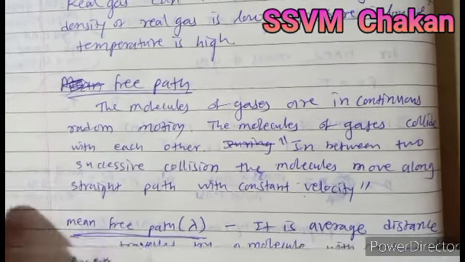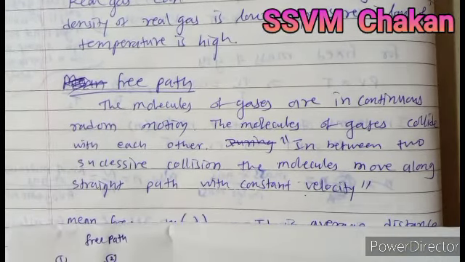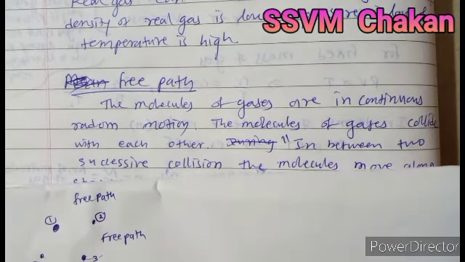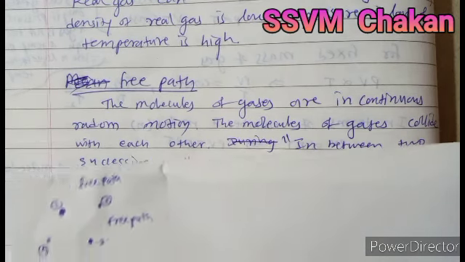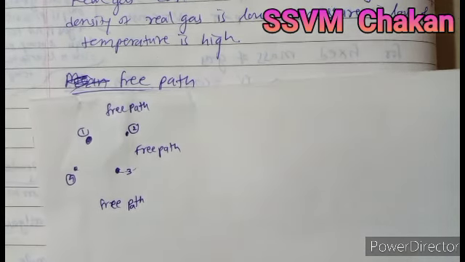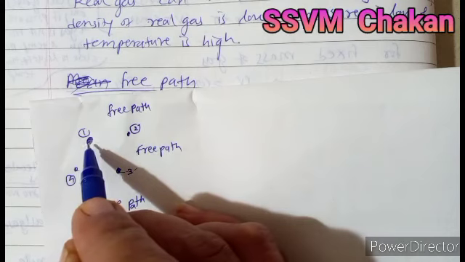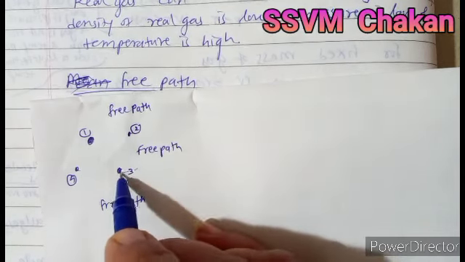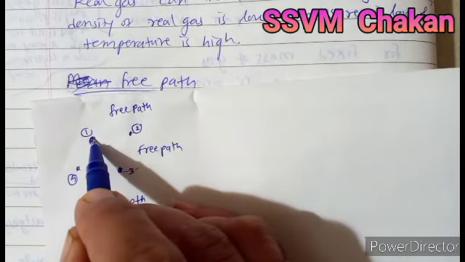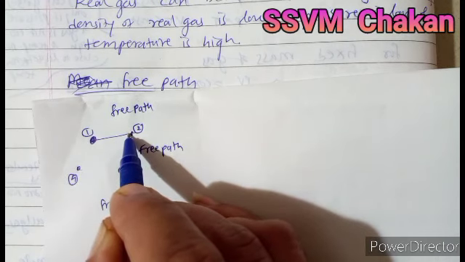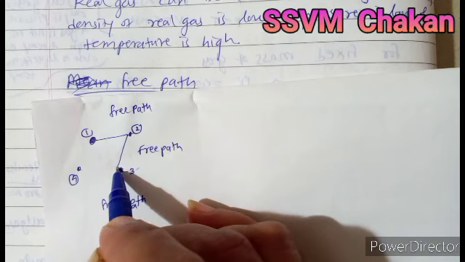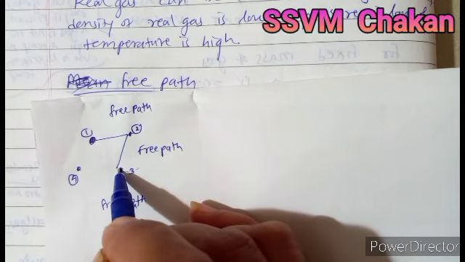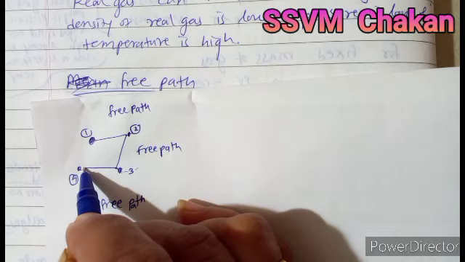We know the gas molecules are not steady. They are always in random motion. So during their motion, they collide with other molecules. Suppose these are the gas molecules 1, 2, 3 and 4. The first gas molecule is traveling in this direction. It collides with molecule 2, then it reaches molecule 3. When it collides with molecule 3, it again travels in this direction and collides with molecule 4.